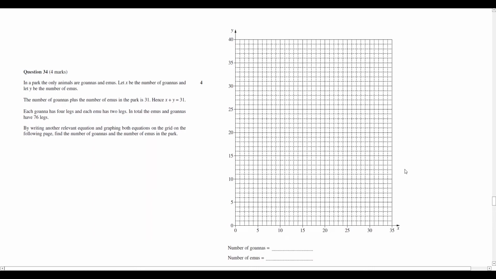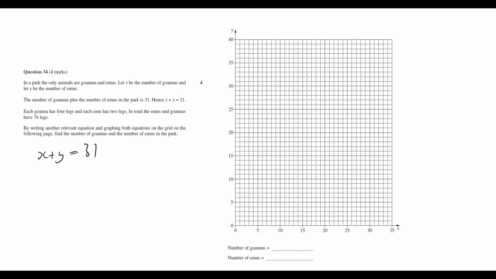In a park, the only animals are goannas and emus. Let X be the number of goannas and Y be the number of emus. Okay. So the number of goannas plus the number of emus in the park is 31. So hence, X plus Y equals 31. Let's write that down.